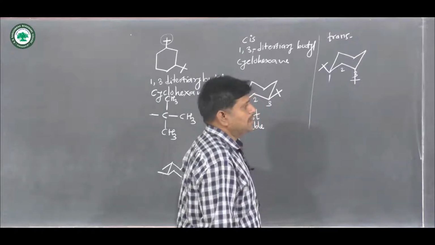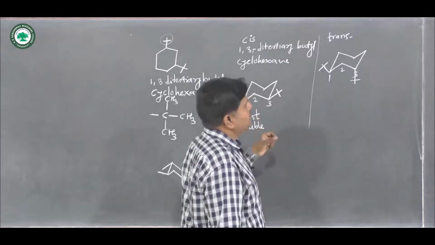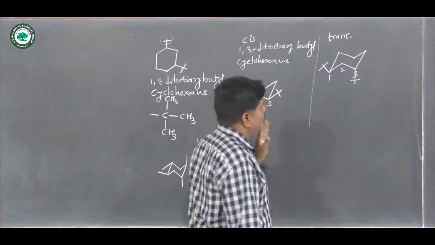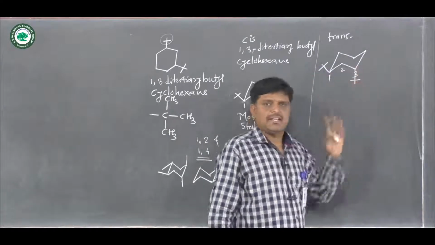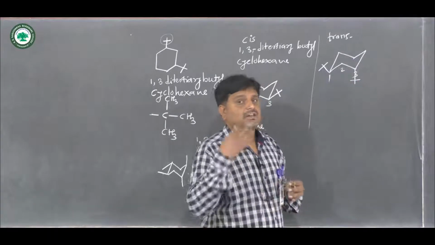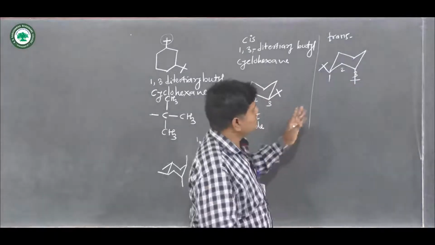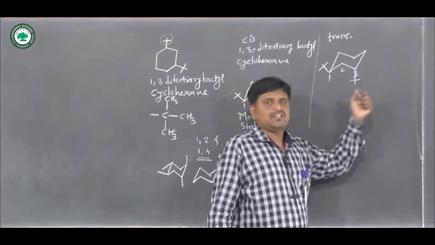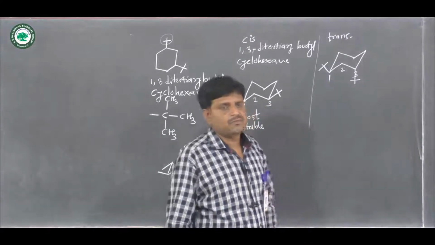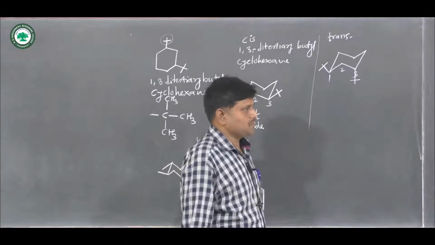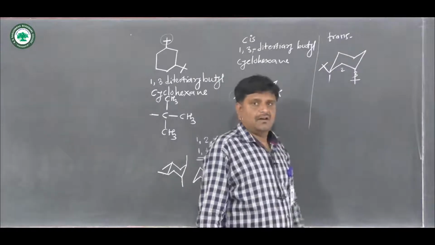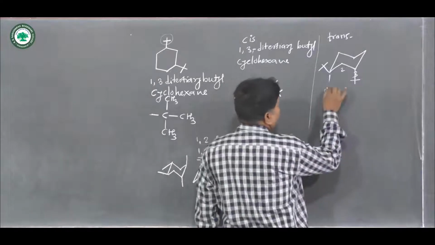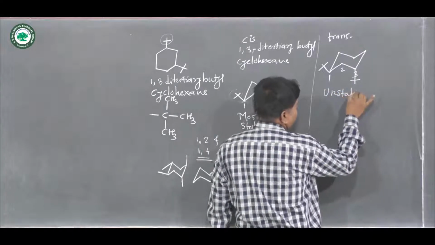Why? Because there is no other choice in this chair conformation for both substituents to be at the equatorial position, and that structure must be trans. So in the case of the trans isomer, one of the tertiary butyl groups is always at the axial position. So this is not a stable structure. Okay, so we write here: unstable structure.